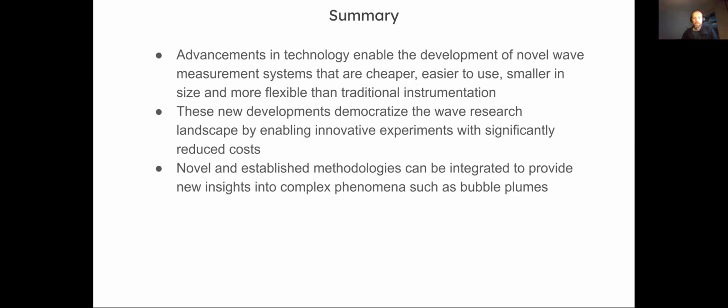And we can also use these novel methods together with established instruments, such as in the ADCP experiment that I just described. And we can integrate these techniques to provide new insights into complex phenomena such as bubble plumes and breaking waves in the ocean. So yeah, thanks. I can take any questions at this point.